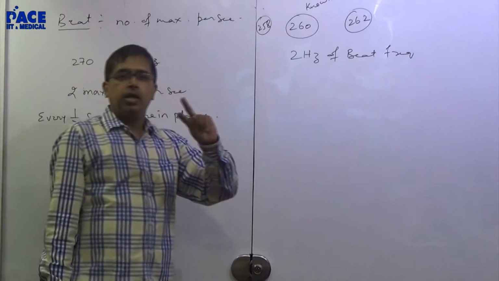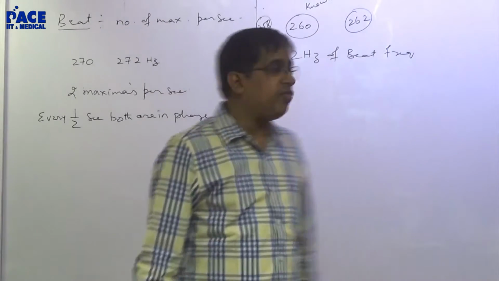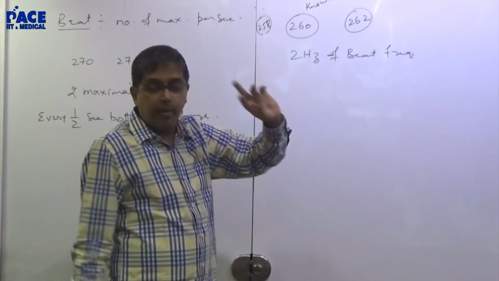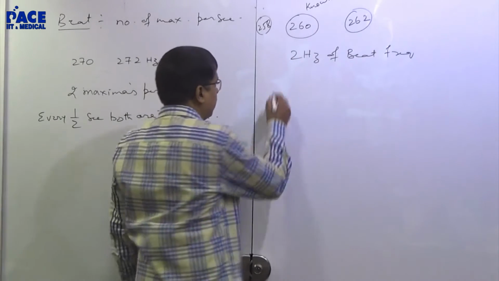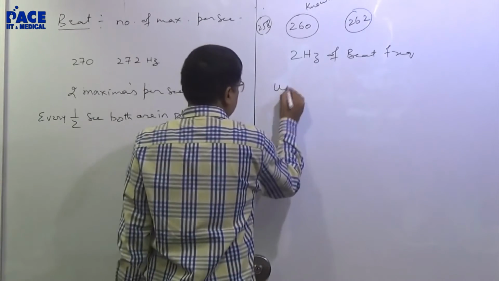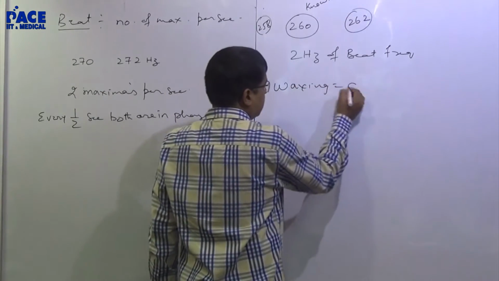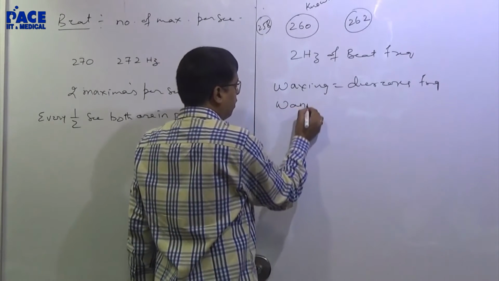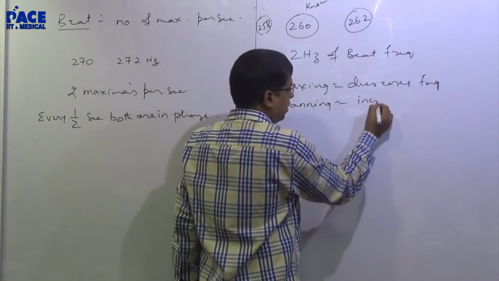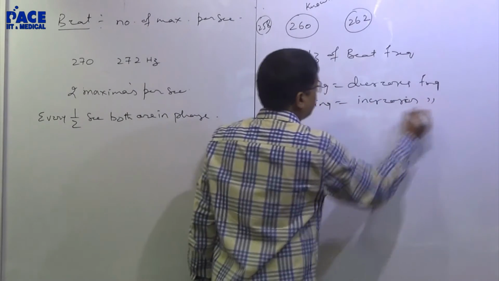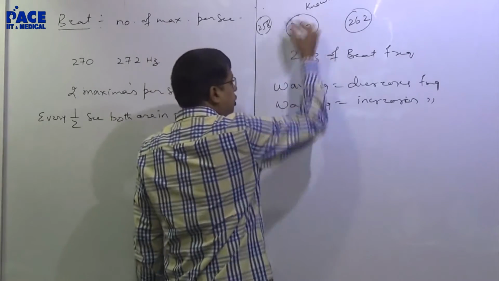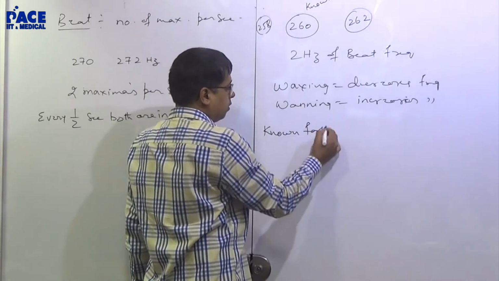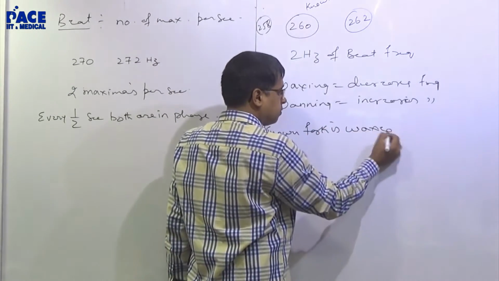So if options are given, if it is 258, the answer will be right. If it is 262, the answer will be right. But they will give you one more piece of information, like waxing decreases the frequency, waning increases the frequency of a tuning fork. Now what happens? Say he tells you the known fork is waxed.